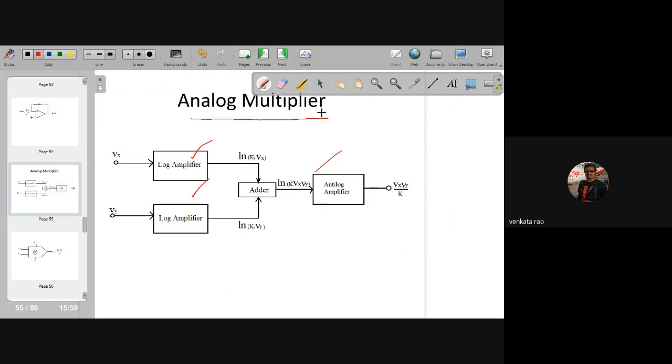So this is about today's class. So next session, we go to the inverting, log amplifiers, anti-log amplifier. Okay, from that voltage multipliers, all those things we discuss.